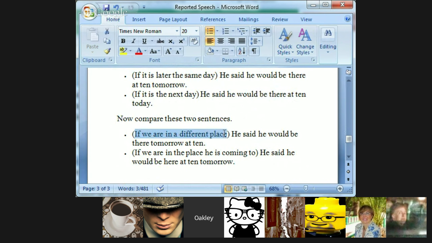If we're in a different place, he said he would be there tomorrow at 10. If we are in the place that he is coming to, he said he would be here at 10 tomorrow. That's what I was looking for, the here, if you happen to be where he's going. So here and there can also need to be shifted relative to your reality, where you are.